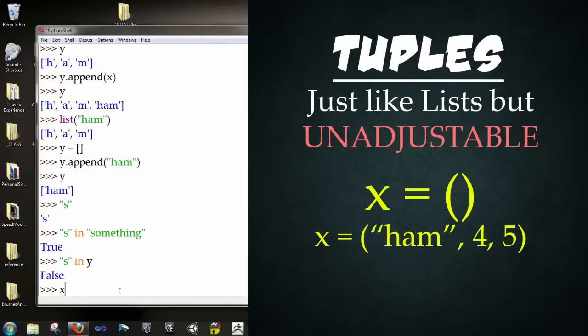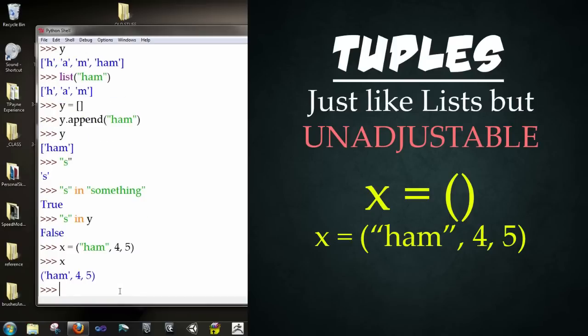Just like you'd create a list, x equals, but instead of using brackets, you use parentheses. And it's a way of setting it in stone. So I'm going to type in ham and 4 and 5. Close parentheses, enter. And if you type x again, you'll see that it actually spits out that tuple.